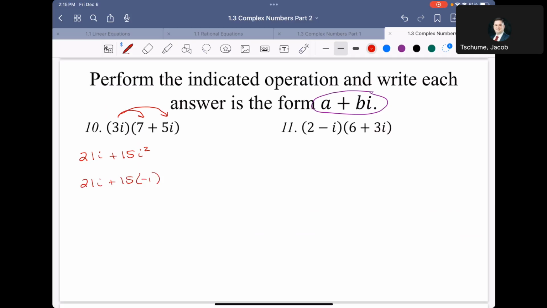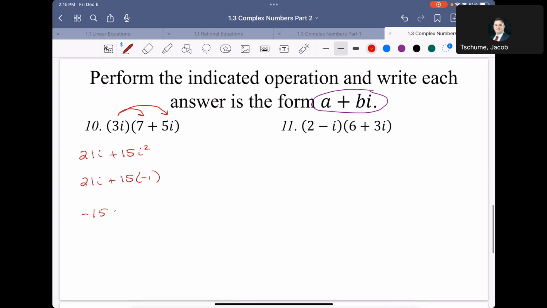Now, according to my formatting, I need to put the real part first. So write down the number that doesn't have the i. Well, that would be 15 times -1, which is -15. And then your i term will come second. So I would write positive 21i. That is your simplified complex number.